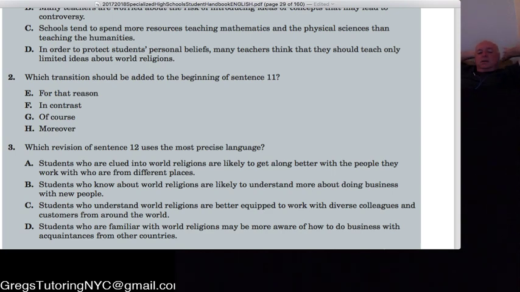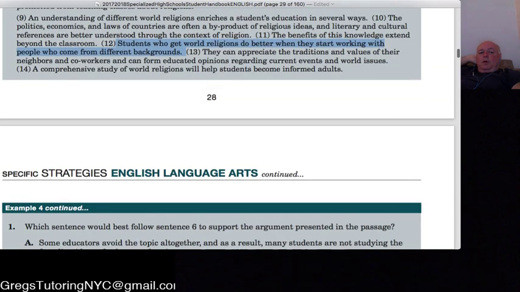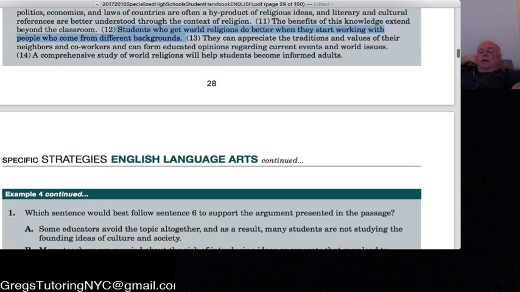C. Students who understand world religions, and I think that was one of the words I used when I gave my example before. Students who understand world religions are better equipped. Ooh. So that's better than, say, more likely or get along better, right? They're better equipped. That's a nice, precise word. To work with diverse colleagues. Oh, that's better than new people or people from different backgrounds.